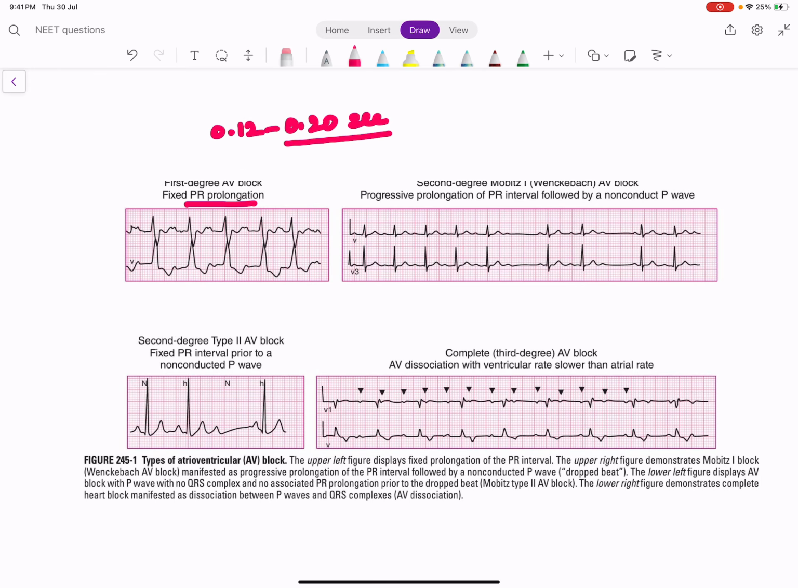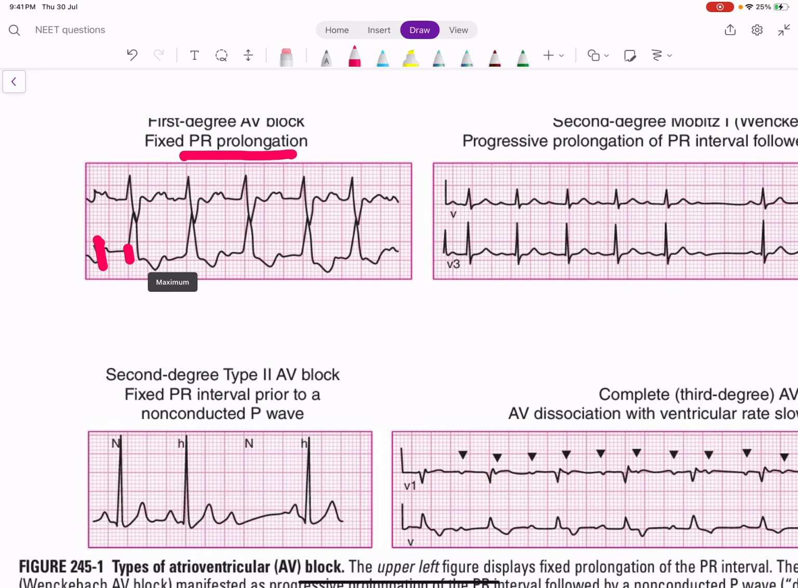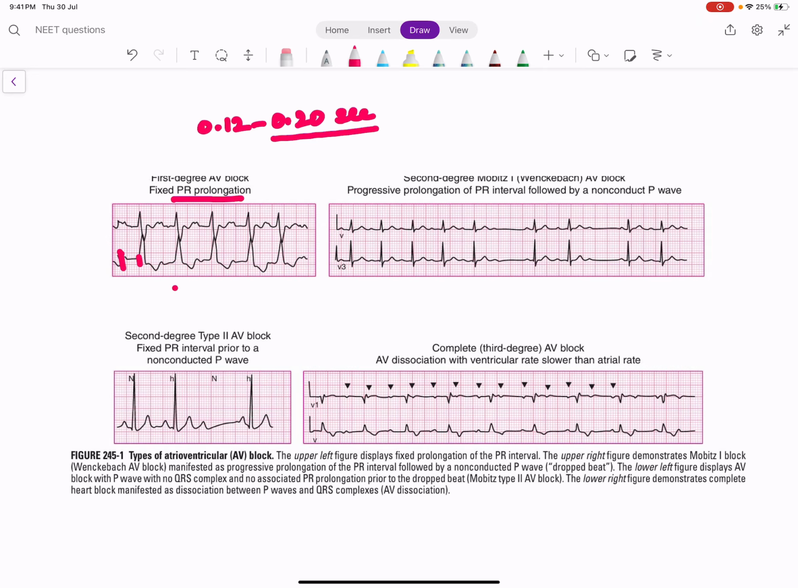Here, this is the P wave. From the P wave to the QRS, you can very well see it is around 6 small squares, right? So we can see here the PR is prolonged, but all of the other things hold good. P wave is present everywhere. PR is prolonged but equal. RR interval is equal. All the waves are present. So it is only a first degree AV block.